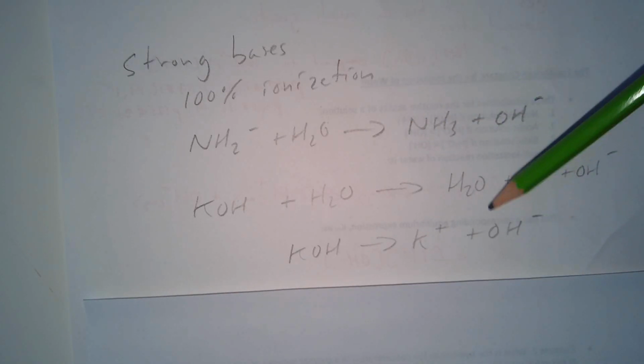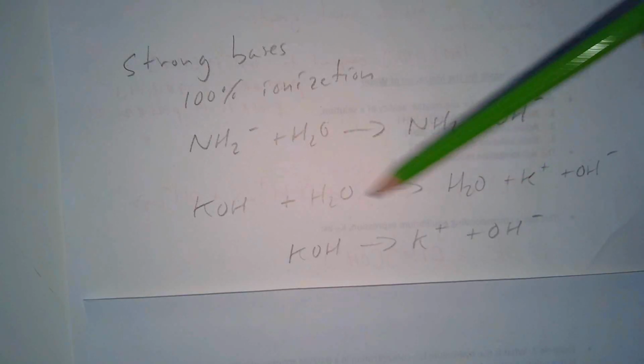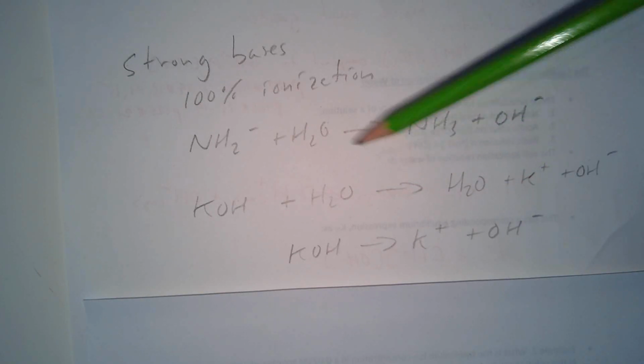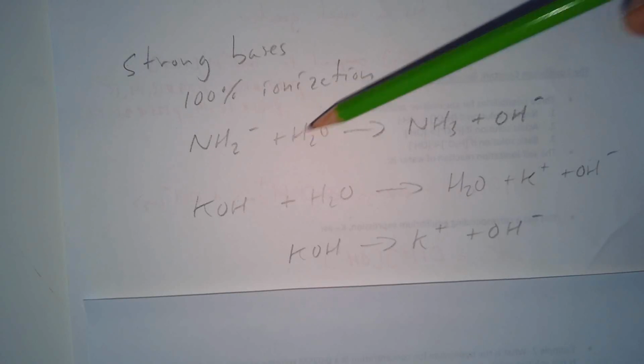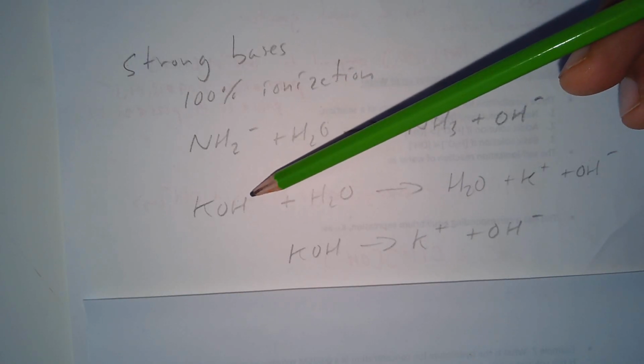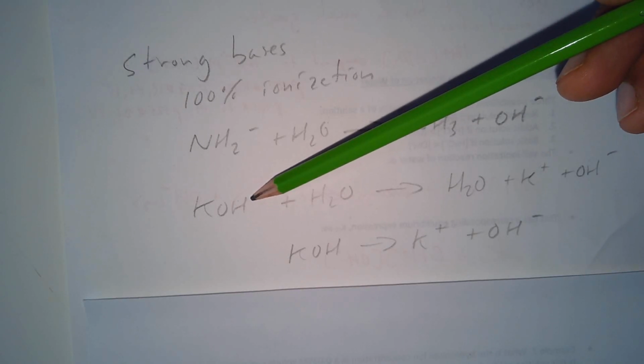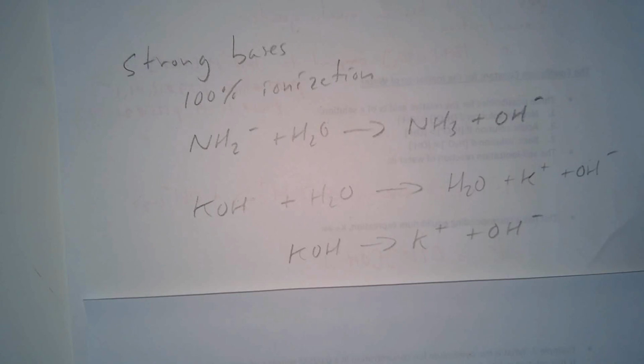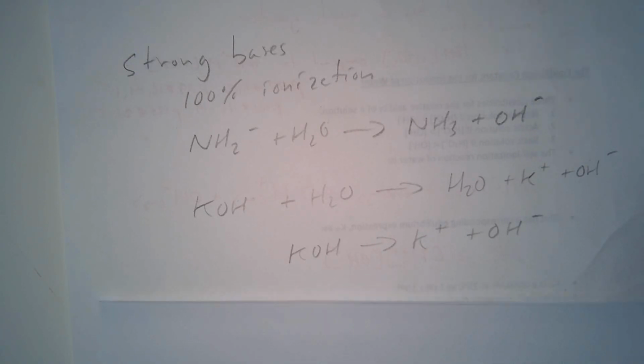Okay, so here it's not so important to look at NH2 minus, where we can have a reaction because we have sort of an acid-base pair. Here, KOH is simply soluble in water. It already has the strong base part in it, and it's simply going to separate and be present in solution.